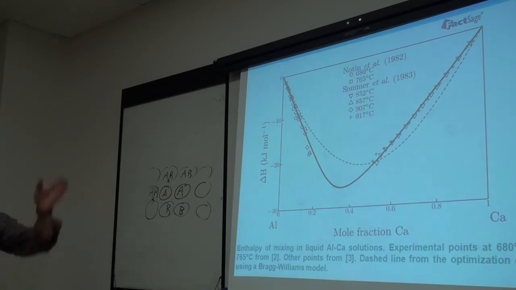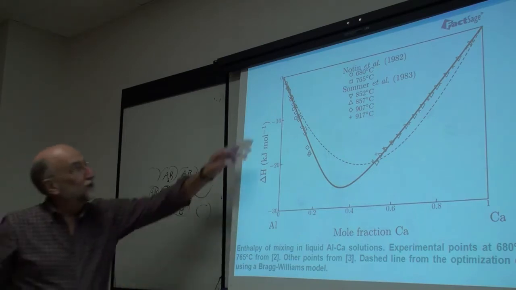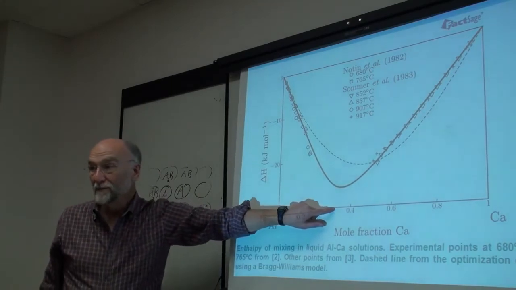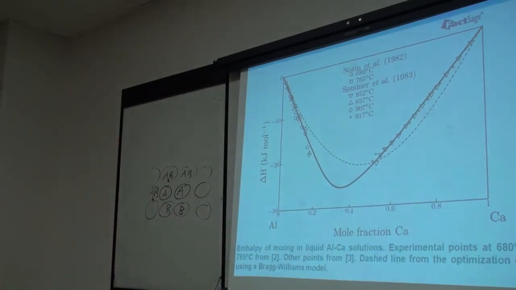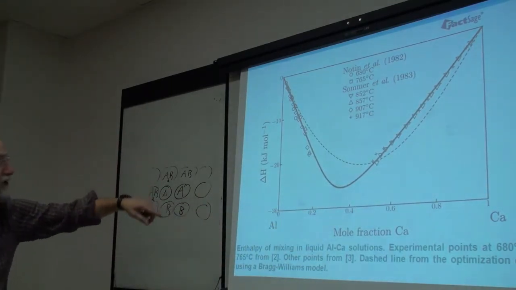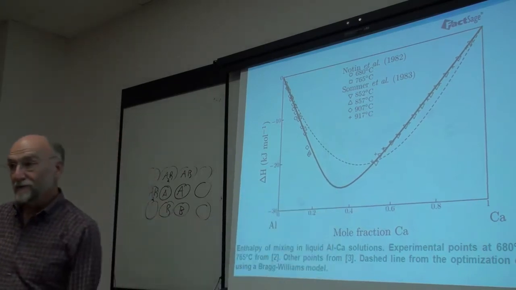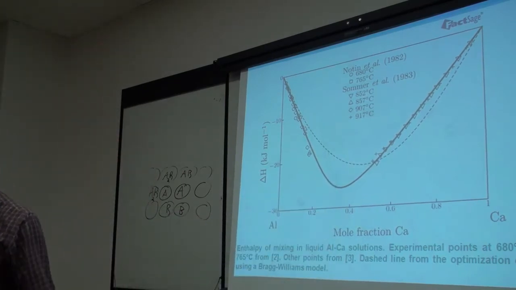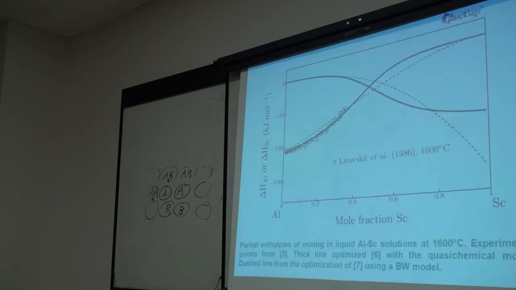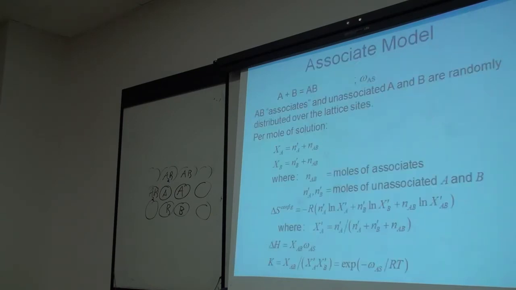You're forming a compound. Here you're mixing A and B, and the heat is just forming a compound. And the entropy of mixing also is going to go through the M shape. At 33%, you'll have Al2Ca, and it'll be okay. So this associate model can actually fit binary systems quite nicely. So let's do the mathematics of the associate model.